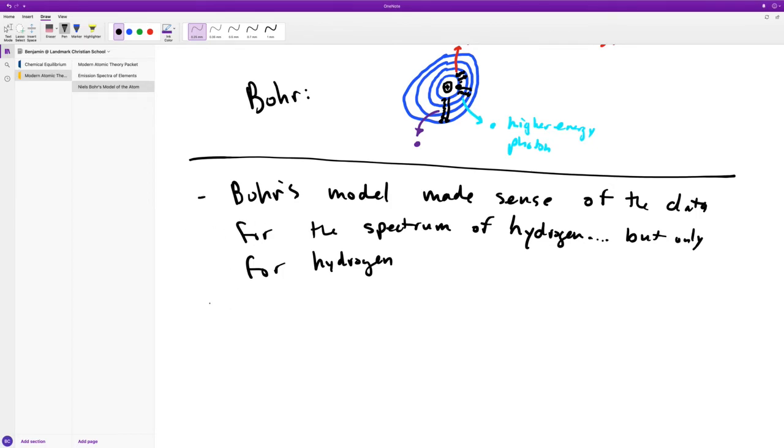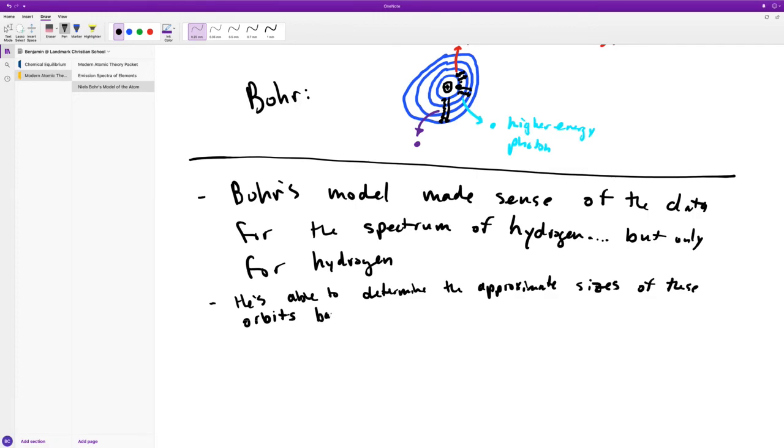And he's able, actually, using his model, to determine the approximate size of these orbits based on calculations of something called the angular momentum of the electron.